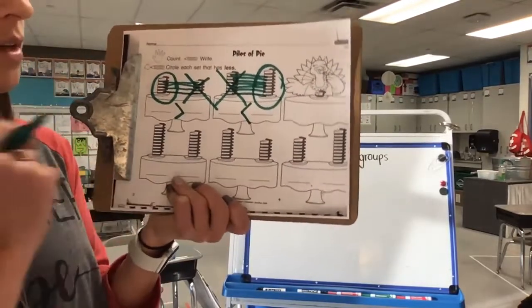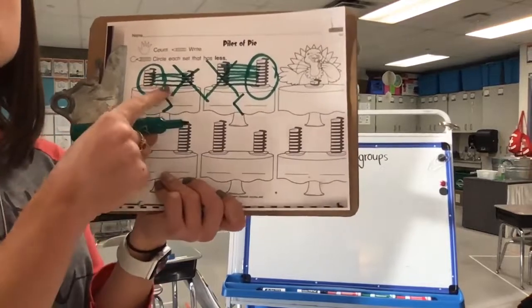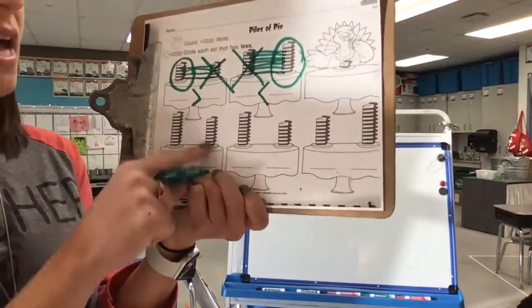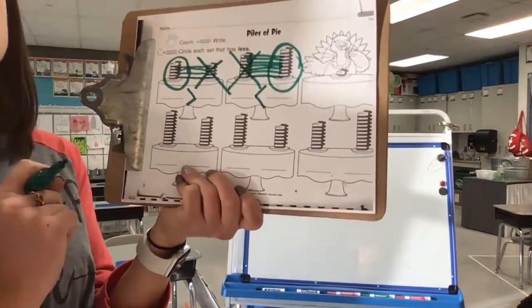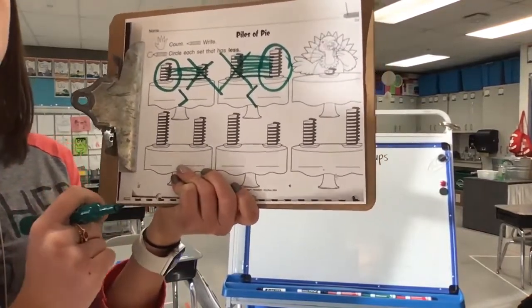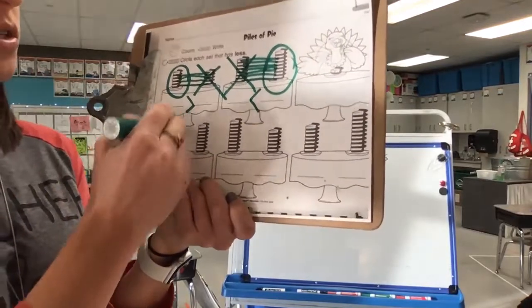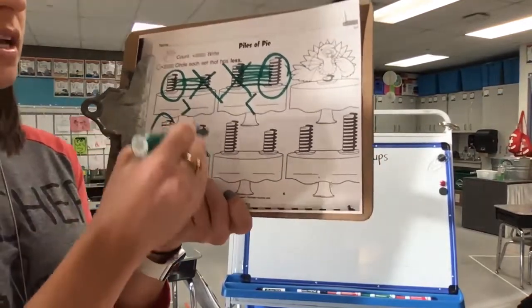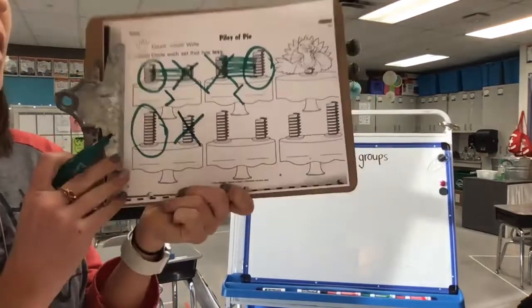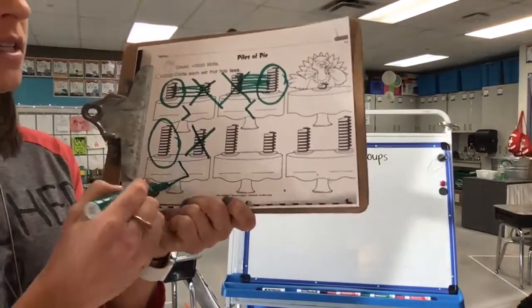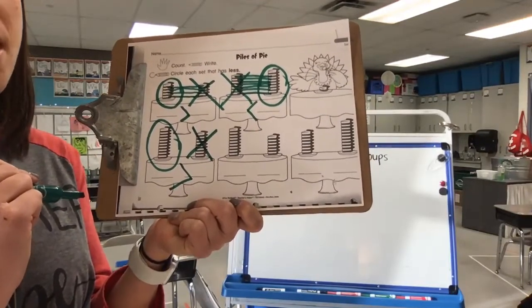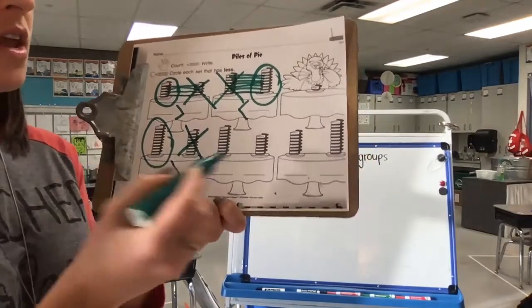Now this one we can see easy peasy. If you need to draw your lines, you can. But I can see by looking at the stacks of pie that the first one is taller or greater. So I'm going to circle the first group and X the second group. So with my alligator mouth, I'm going to have it facing the group that's circled. Okay, let's go over to the next one.